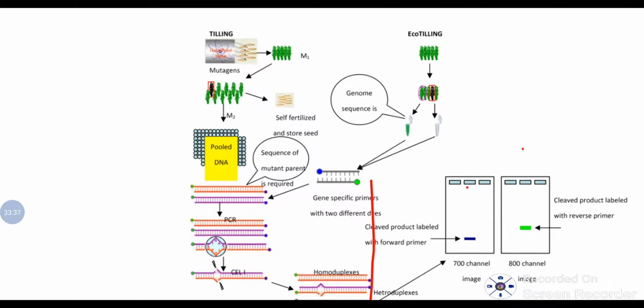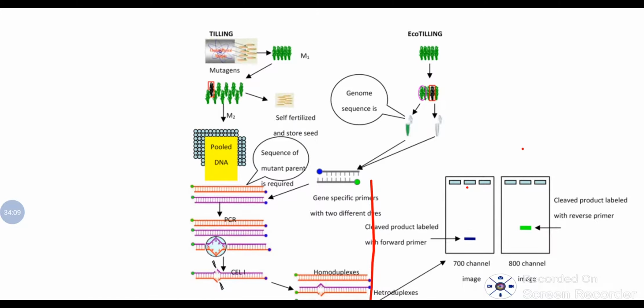After the sequencing, gene specific primers are taken with two different compositions, or two different sequences. Then you follow the same procedure, like going for PCR, sequencing the mutant parent, then the homoduplexes and heteroduplexes are taken here, and those are run on a gel slab. Then go for identifying whether the mutant is present or not.